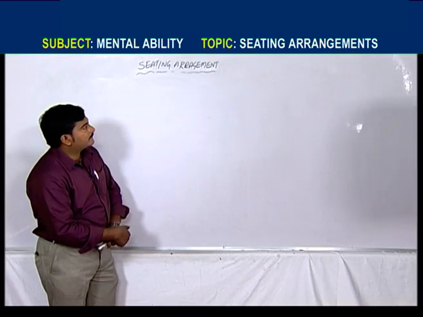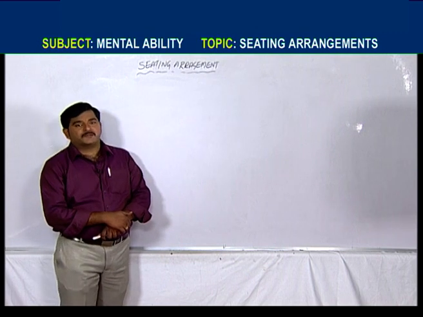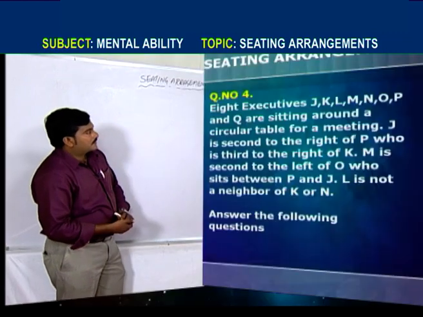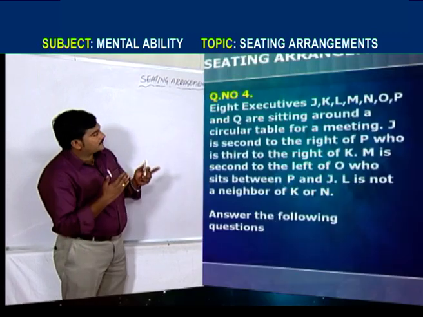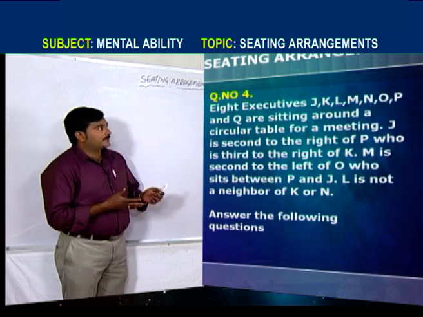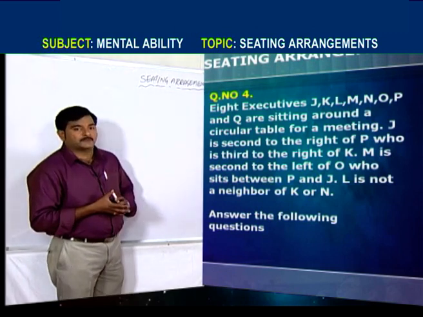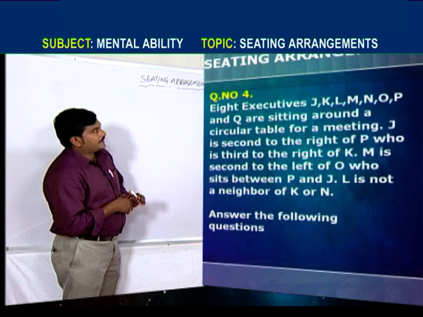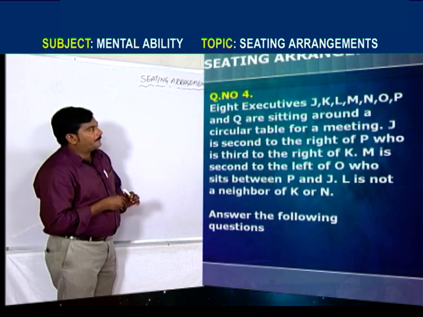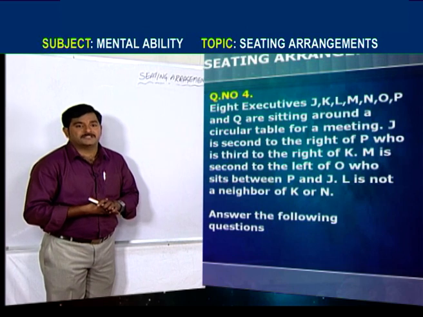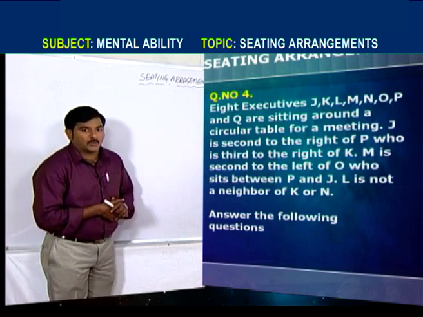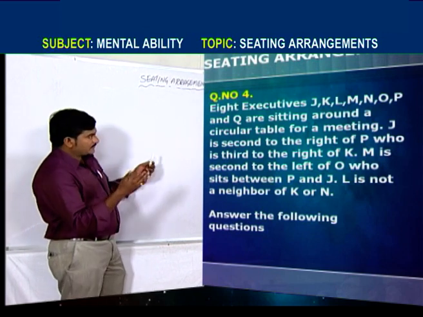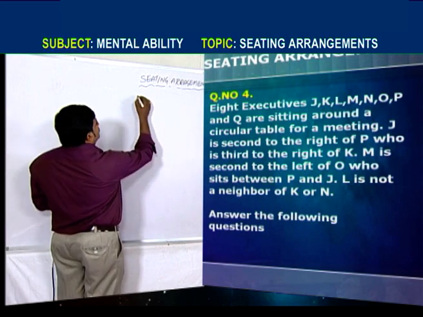Now, just now we have seen one question based on circular arrangement. Now we will discuss one more question based on circular arrangement. Observe the question. In the previous question there were 8 members. In this question also, how many members do we have in total? 8 members from J to Q are given. Let us read the question. What is the given question? 8 executives J, K, L, M, N, O, P and Q are sitting around a circular table for a meeting. Here also total 8 members are there. Who are they?